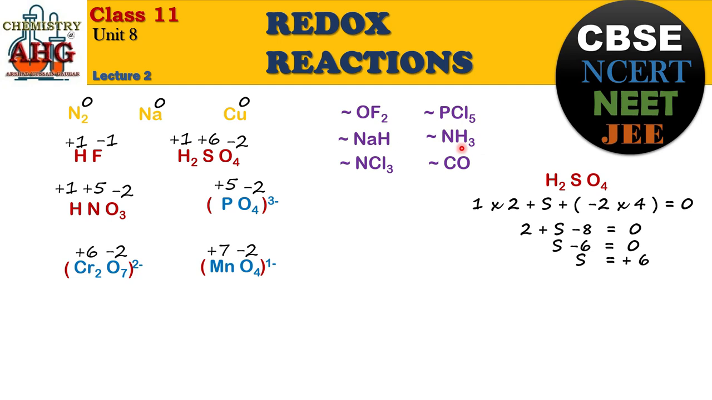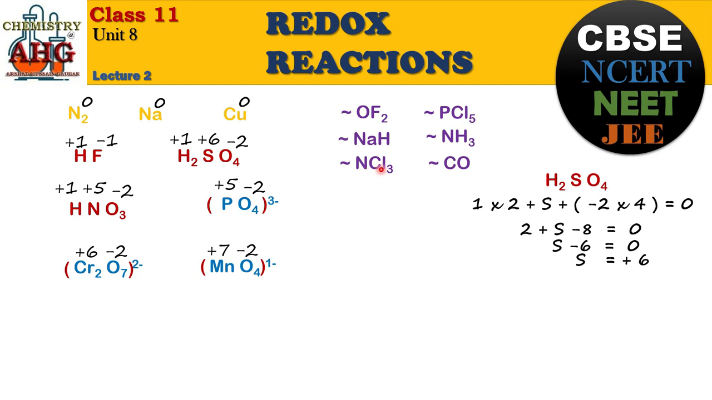Which atom is more electronegative in ammonia? Nitrogen. It is at position number 3 in the highly electronegative element list. So nitrogen would be negative. Hydrogen would be positive. Hydrogen is positive 1 into 3, positive 3. So nitrogen would be negative 3. Good. I hope you would have done all of these examples correctly.